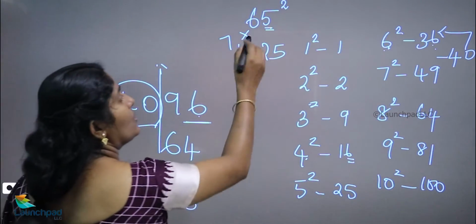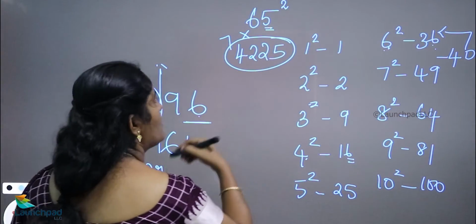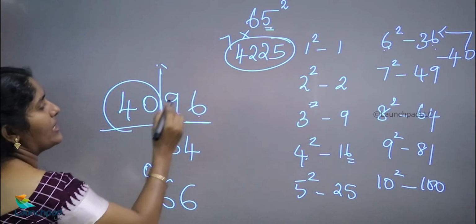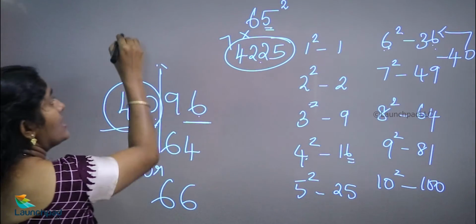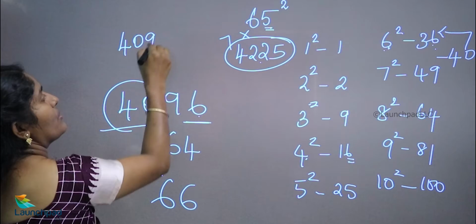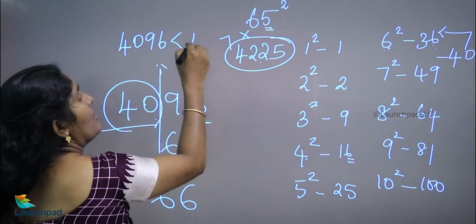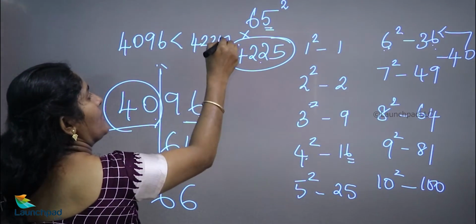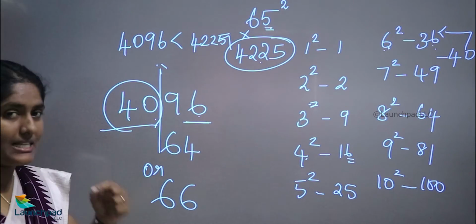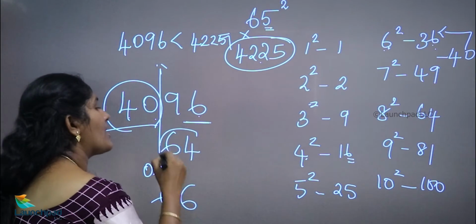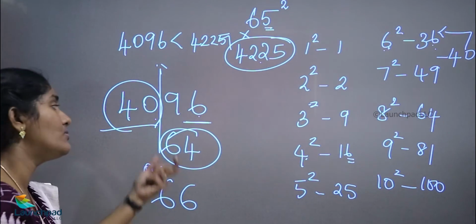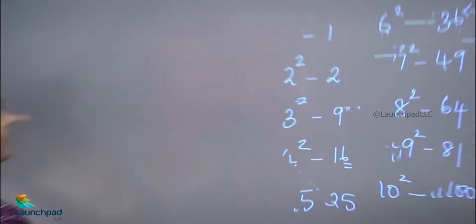Okay, so 4225 is the result. While comparing with the given number, 4096 is less than 4225. So we want to consider our smaller value. Which one is the smaller value here? 64. Okay.